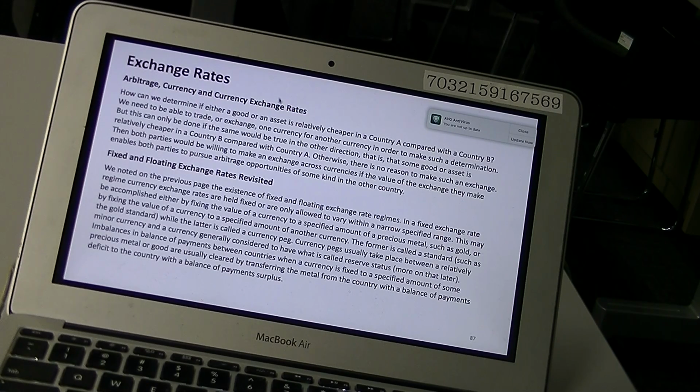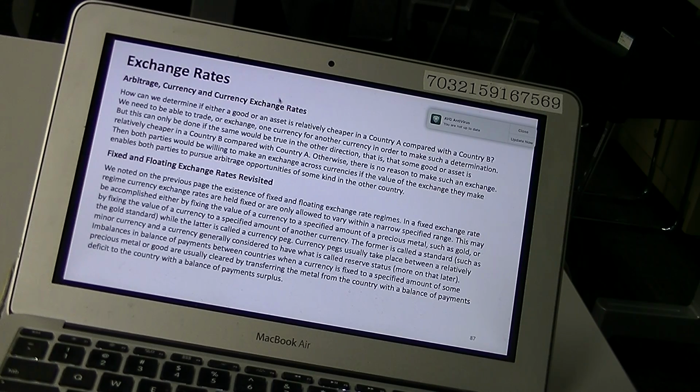But if it's fixed, then it stays 100. And they all have to be fixed. So that's one of the issues: when you fix a currency, it has to be fixed to all the currencies for that to make sense. So that's a very important thing to remember.